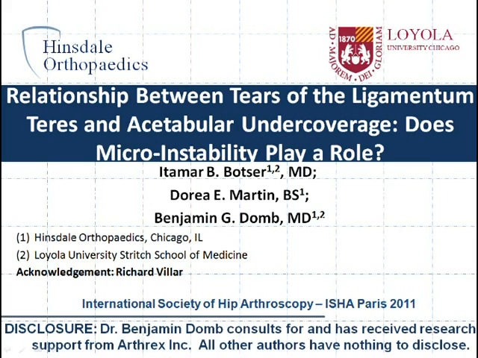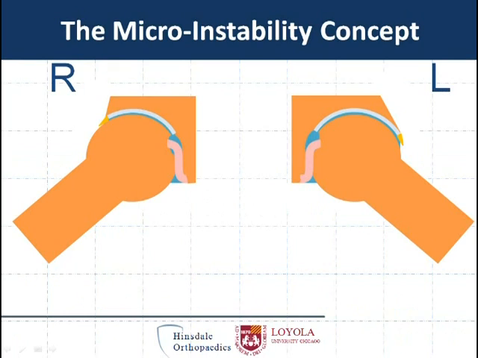So this study is about the relationship between tears of the ligamentum teres and acetabular undercoverage, and does micro-instability play a role. Until a few years ago, the hip was considered a stable joint. However, we know today that there is some micromotion within the hip.